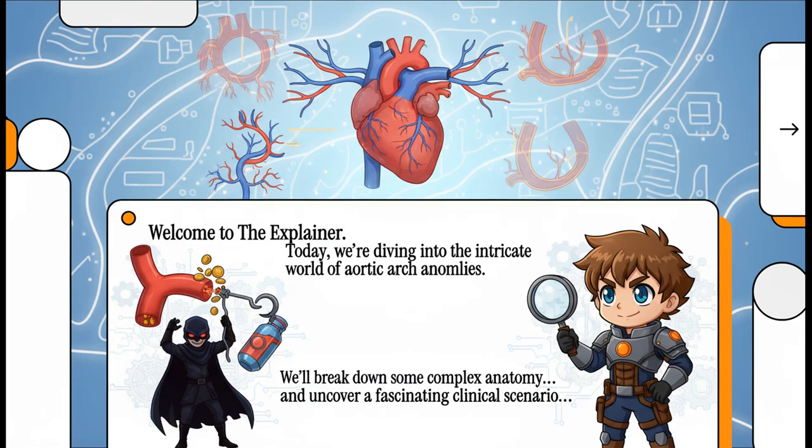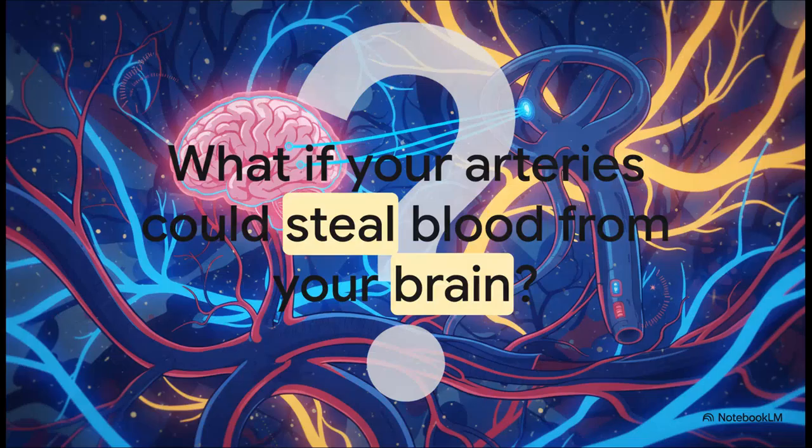All right, today we're tackling something pretty wild, aortic arch anomalies. We're going to break down some seriously complex anatomy and get into this bizarre clinical situation where your own arteries, well, they can basically pull off a heist. I mean, seriously, what if your own arteries could literally steal blood right from your brain? Sounds like something from a movie, right?